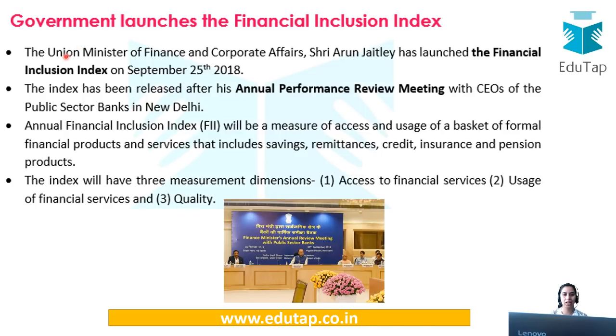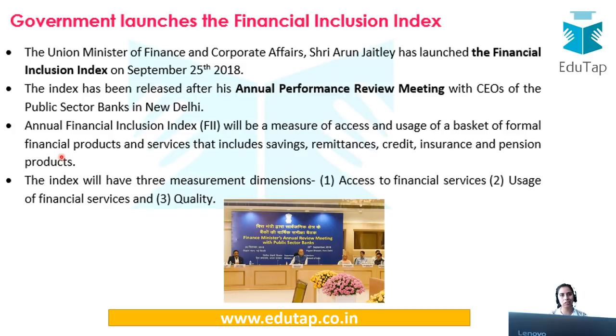So Union Minister of Finance and Corporate Affairs, Shri Arun Jaitley, has launched this index, and now see, it has been launched in this annual performance review meeting of the CEOs, but from now on it is going to be an annual index. So that means it will be released annually from now on. And see, it is going to measure the access and usage of the basket of formal financial products and services. Now what are these services and products? So I have mentioned here, see, savings, remittances, credit, insurance, pension products. These are all the products and services which are offered through the financial institutions.